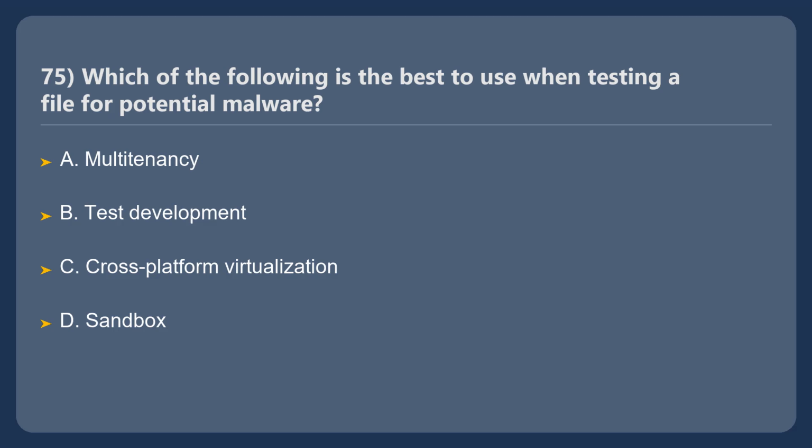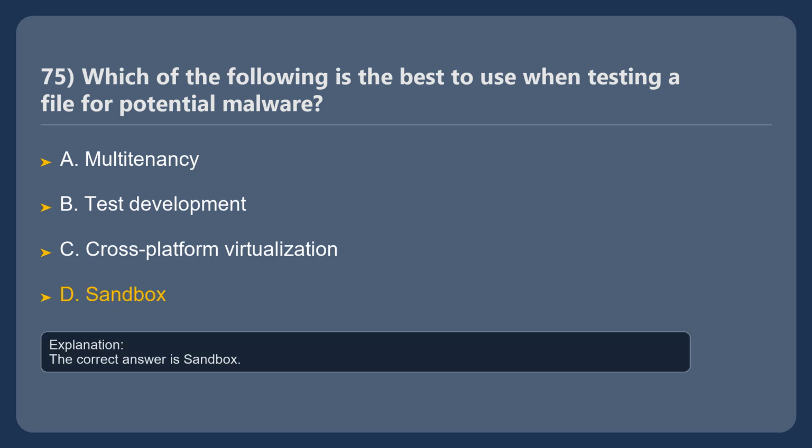Question 75. Which of the following is the best to use when testing a file for potential malware? Option A, multi-tenancy. Option B, test development. Option C, cross-platform virtualization. Option D, sandbox. The correct answer is option D, sandbox.